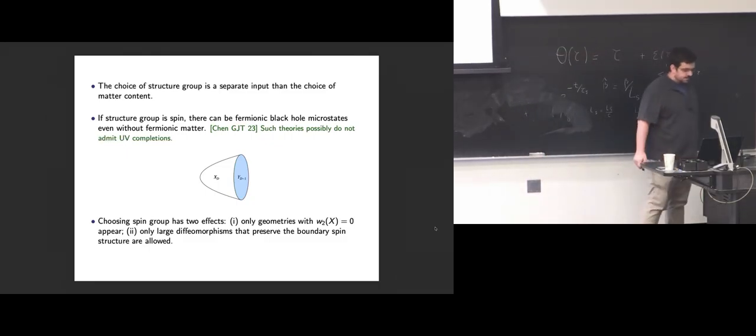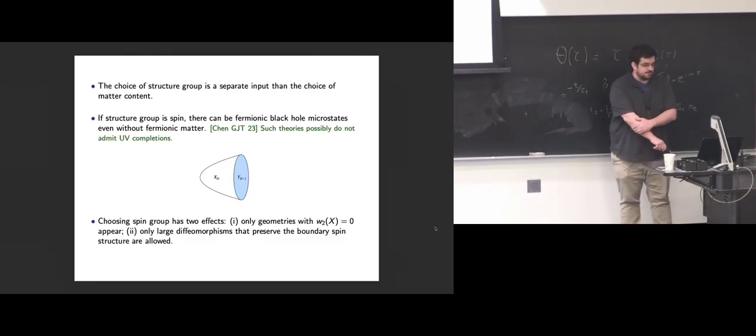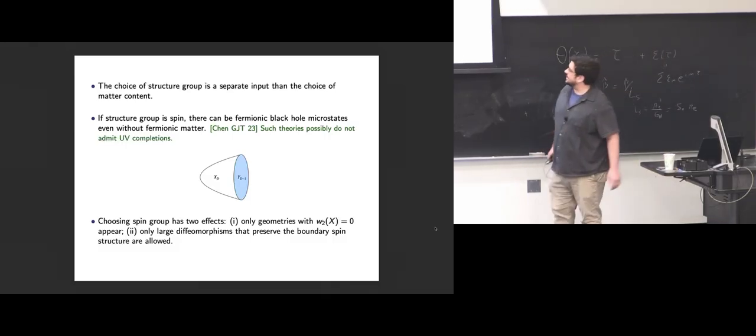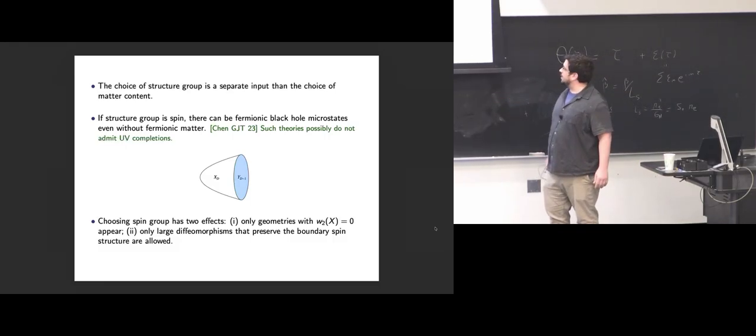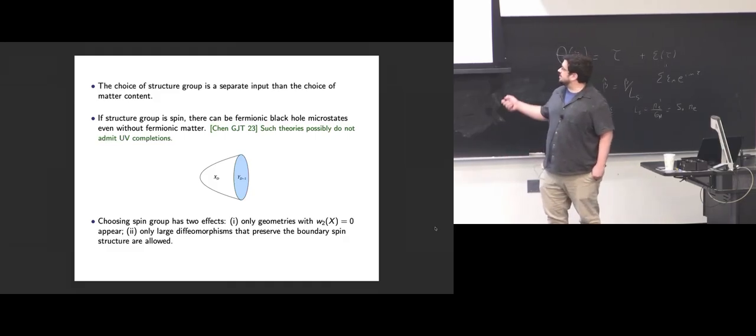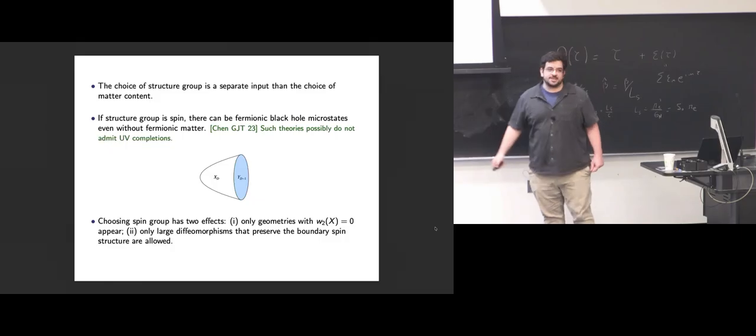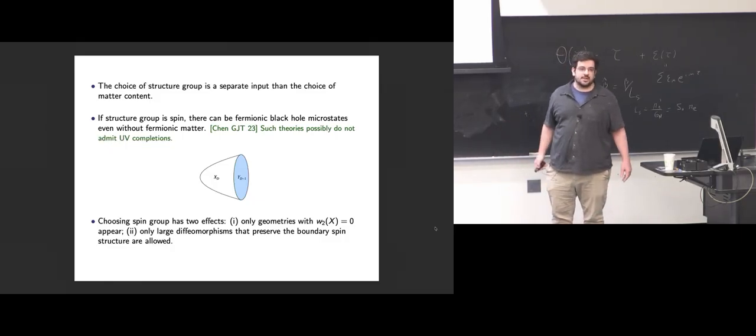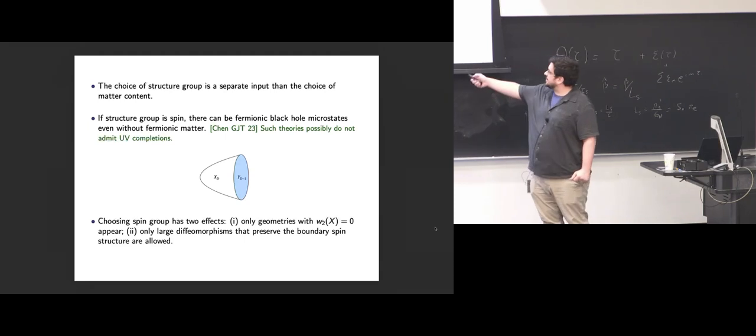Choosing the spin group has two effects. The first one: if we fix the boundary condition, let's say in the context of AdS/CFT on some boundary Y with some spin structure, then we should sum over bulk geometries X that have spin structures themselves and smoothly extend the boundary spin structure to the bulk.